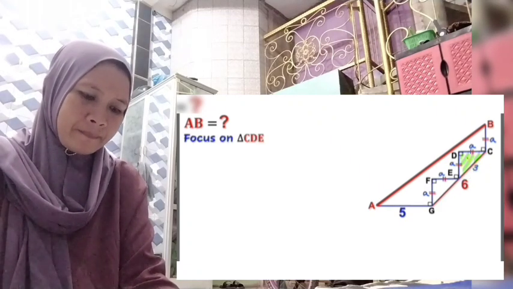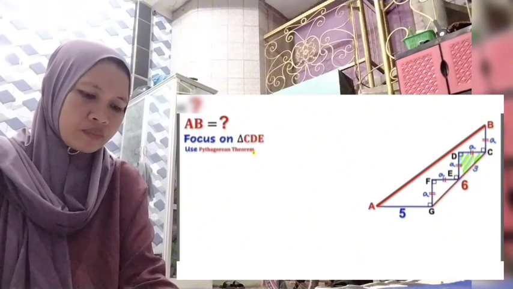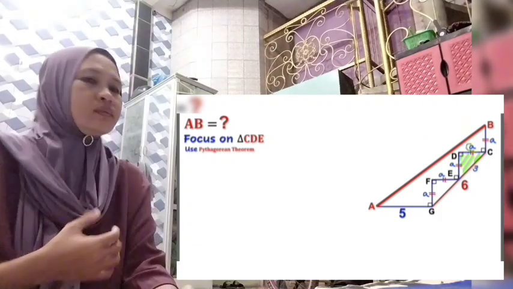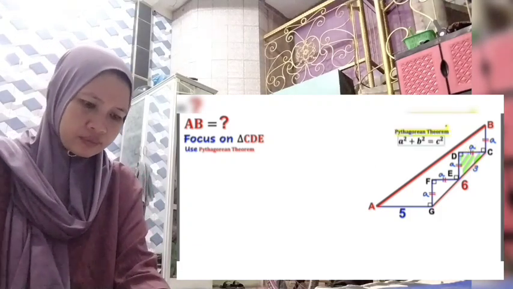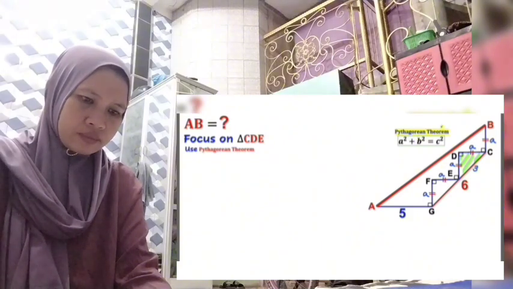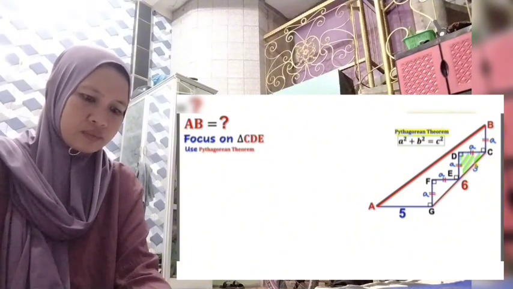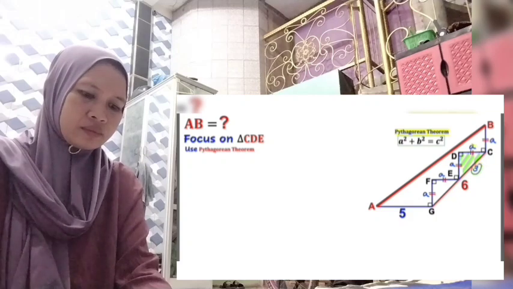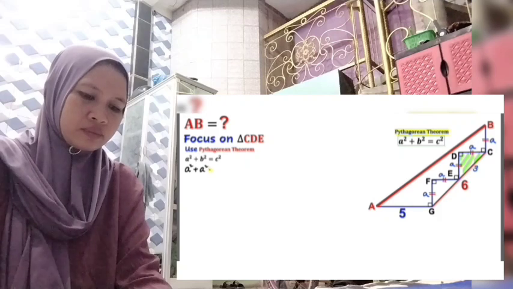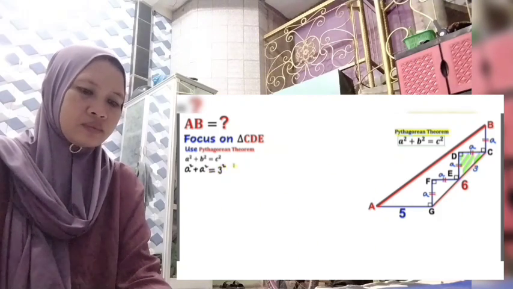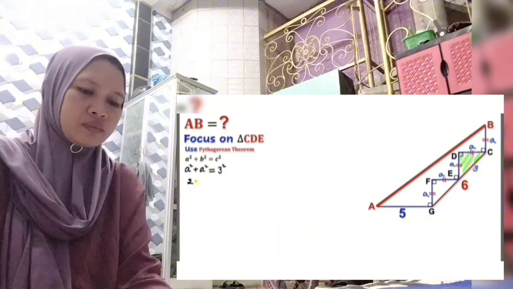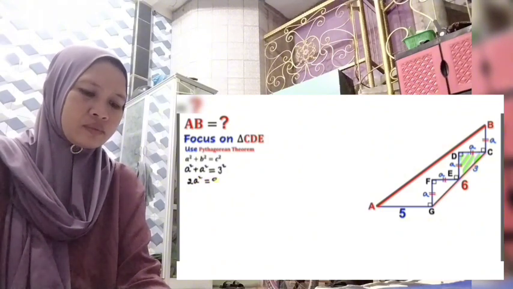And now we are going to focus on this tiny right triangle CDE. And we are going to apply the Pythagorean theorem on this triangle to find the value of this lowercase a. And here's our Pythagorean theorem: a square plus b square equal to c square. And in our case, our hypotenuse is 3, whereas our two other legs are lowercase a and lowercase a as well. Let's go ahead and fill in the blanks in this formula. So we got a square plus a square equal to 3 square. Let's simplify. That is going to give us 2 times a square equal to 9.